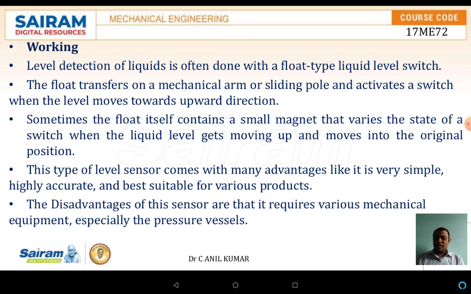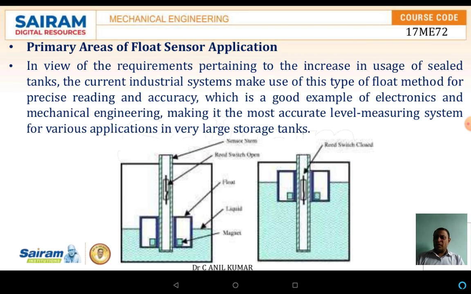This type of level sensor comes with many advantages as well as disadvantages. The disadvantages are that various mechanical equipment is required, and especially with pressure vessels it is very difficult. The primary application of this type of sensor is for liquids, and even in the petrochemical industry. In view of the increased usage of sealed tanks, current industrial systems use this float method for precise reading and accuracy.